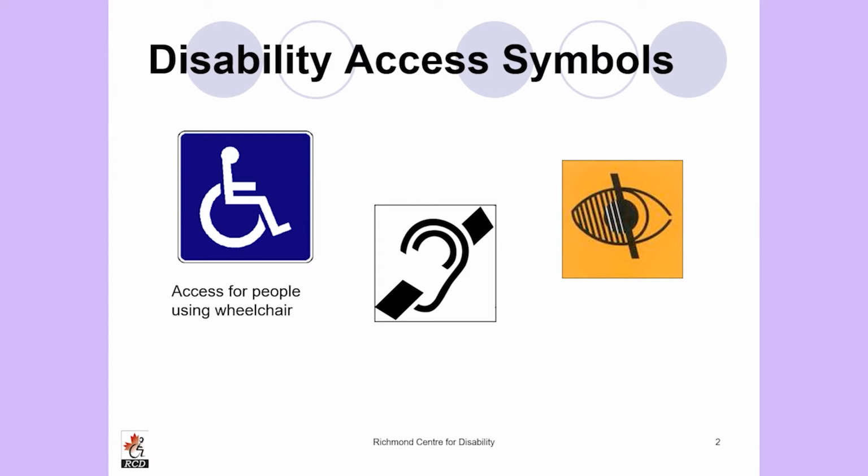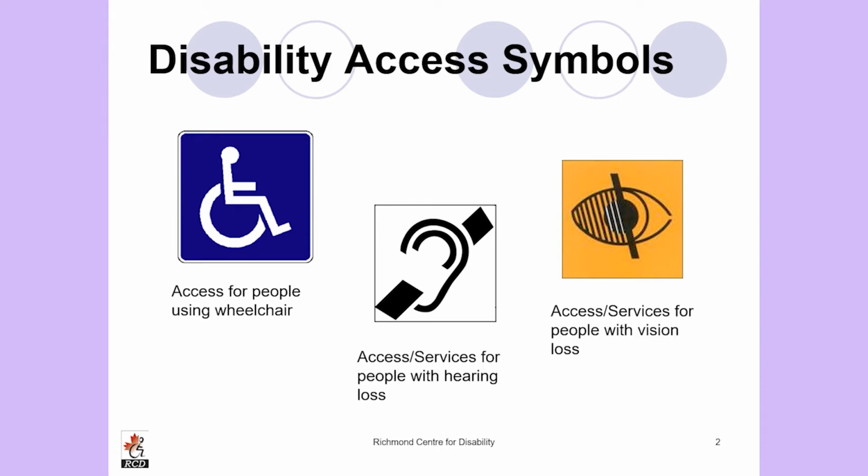You're right in that. So when you see the ear, it is crossed off, but then it's open in the middle, so it's not completely crossed off. It indicates access for services for people with hearing loss. And in the same line, the other one indicates access and services for people with vision loss.